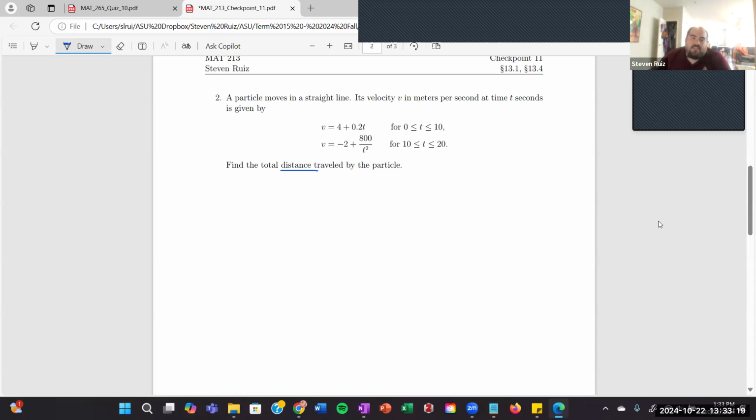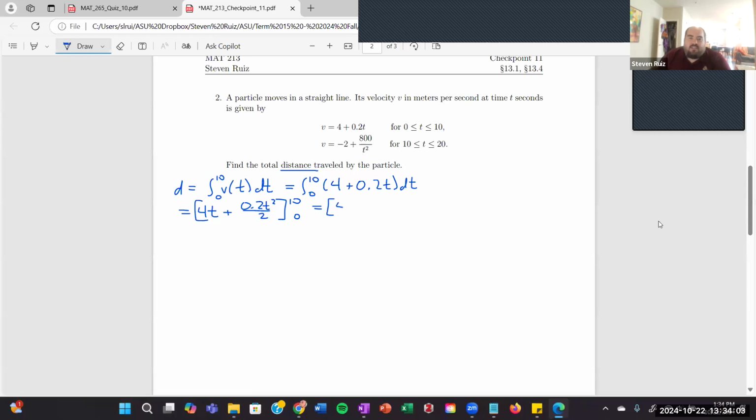If I want to find the distance, that's going to be equal to the integral of the velocity with respect to time. I have to do that in 2 different chunks, basically. So what's the integral from 0 to 10 of 4 plus 0.2t dt? So what's the integral look like? That'll be 4t plus, power rule, 0.2t squared over 2. And now that I have that antiderivative, I'm going to evaluate it at 0 and 10 and find that difference.